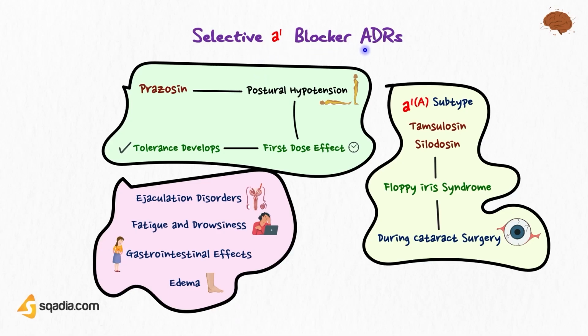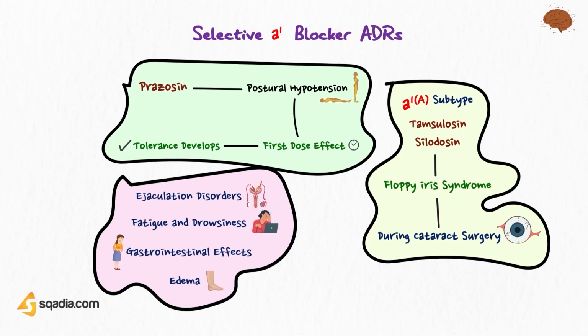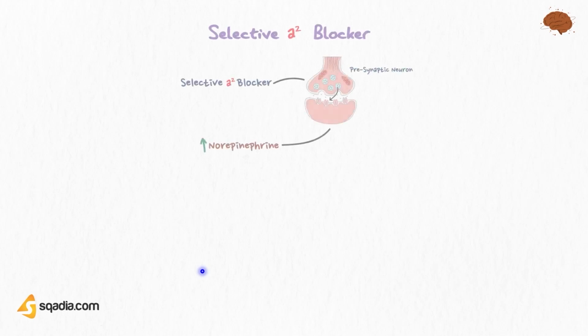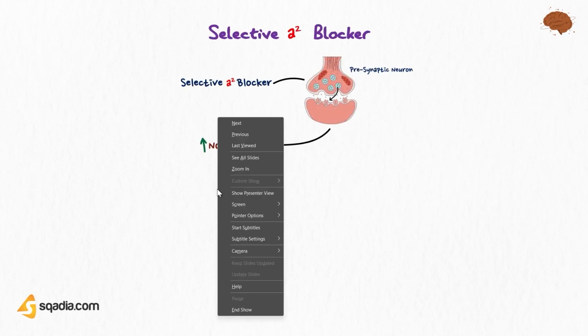Now, selective alpha-1 blockers also cause ejaculation disorders, fatigue and drowsiness, gastrointestinal effects, and edema, which is the swelling of the limbs like feet and hands. Next, we move on towards selective alpha-2 blockers.